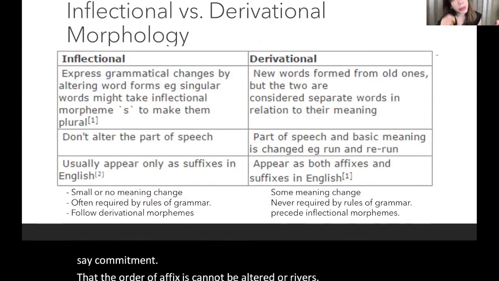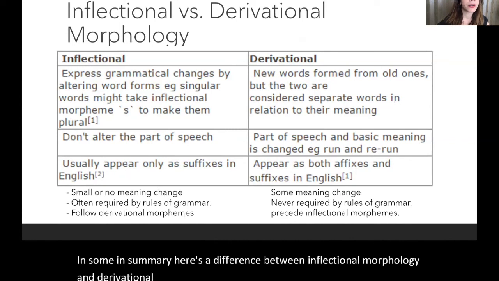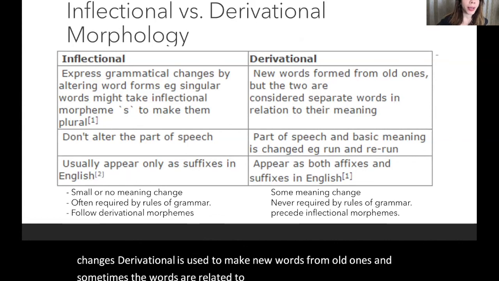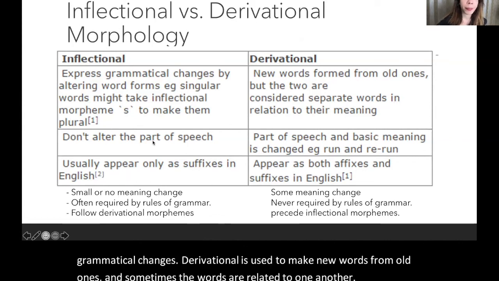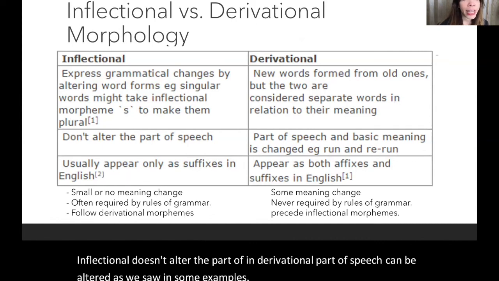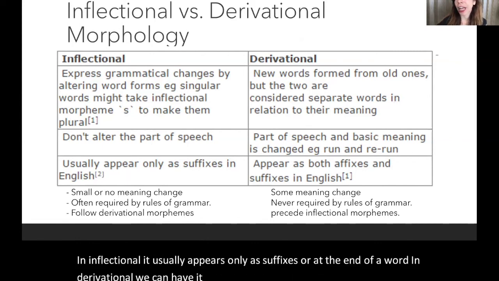So in summary, here's the difference between inflectional morphology and derivational morphology. Inflectional expresses grammatical changes. Derivational is used to make new words from old ones. And sometimes the words are related to one another. Inflectional doesn't alter the part of speech. In derivational, part of speech can be altered, as we saw in some examples. In inflectional, it usually appears only as suffixes or at the end of a word. In derivational, we can have it occur at the beginning of a word, such as un- or re-, right? But we can also have it at the end.